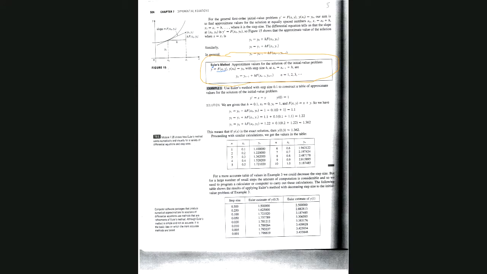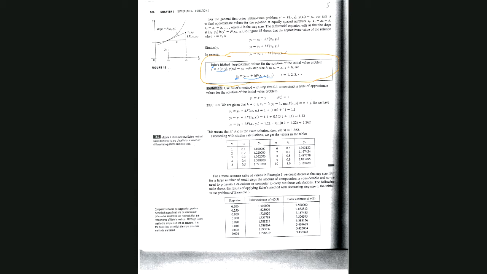Now, they're saying that the nth approximate value, y sub n, is dependent on the approximate value that came before it. That's y sub n minus 1 plus h times the derivative based on the coordinate that was used before. So a new approximation value is based off of the line you had from the previous approximate value.